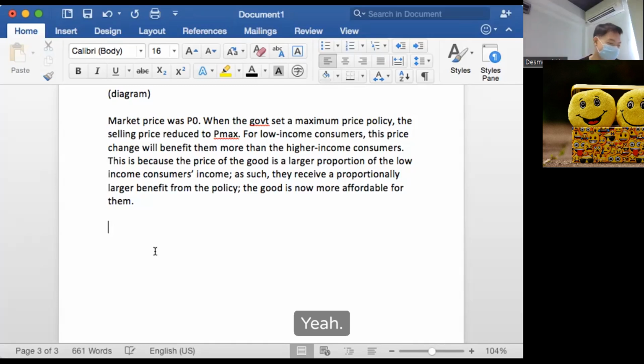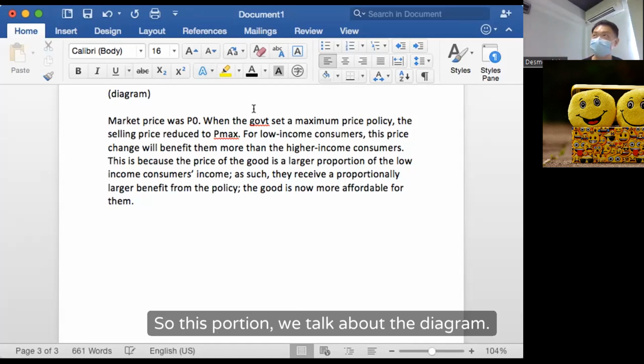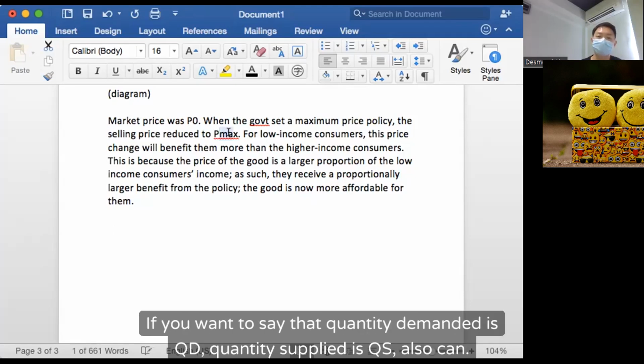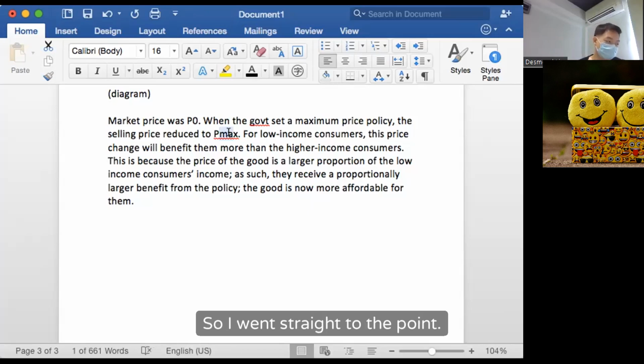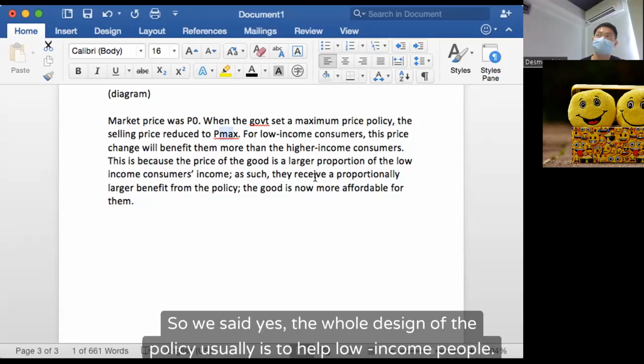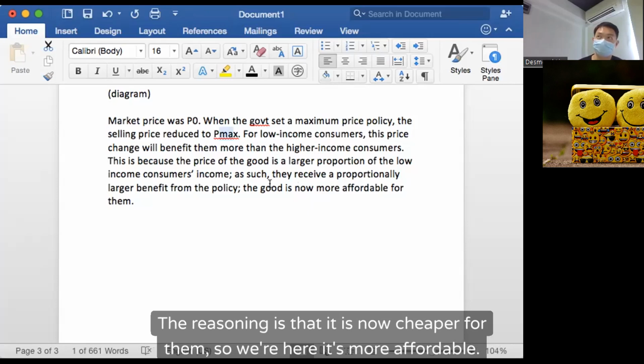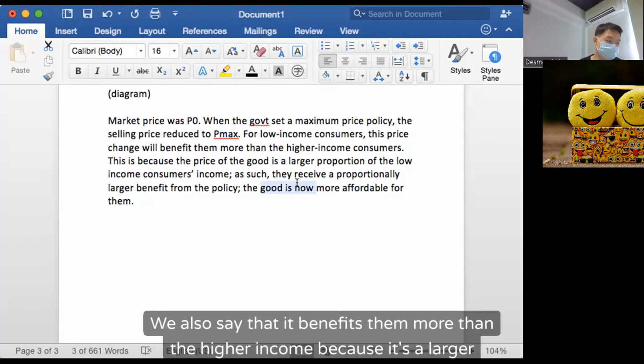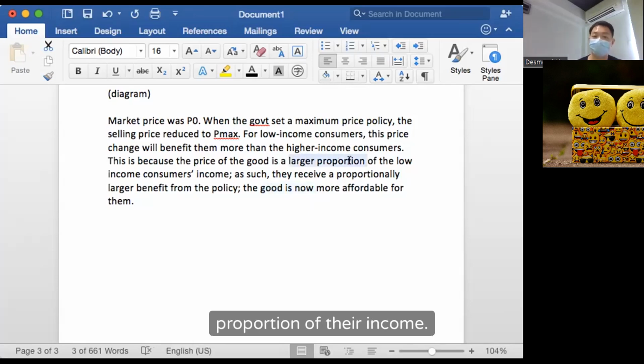Okay, so this portion we talk about the diagram. So P0 first, now it comes to Pmax. If you want to say that quantity demanded is QD, quantity supplied is QS, also can. All right, so I went straight to the point. You're talking about whether it benefits the low income consumers. So we said yes, the whole design of the policy usually is to help low income people. The reasoning is that it is now cheaper for them. So we mentioned here it is more affordable. We also say that it benefits them more than the higher income because it's a larger proportion of their income. Okay, so this can be the explanation.